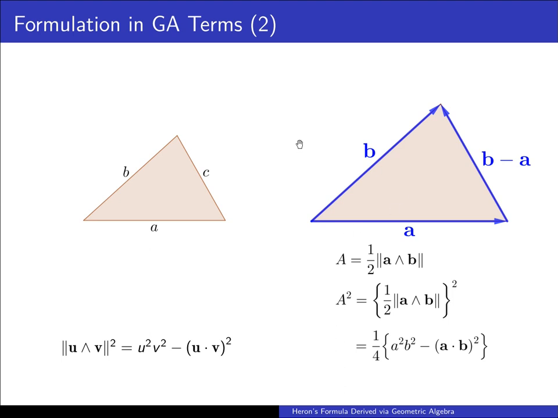So, continuing our formulation in geometric algebra terms, here we have the correspondence between the given triangle and how we will formulate the sides in terms of vectors. Note that instead of calling this side c, we're expressing it as b minus a so that we can use the identities that we saw earlier. So the area is half the norm of the outer product of these two vectors. We'll square that area so that we can use this identity that we saw a moment ago. So squaring that, the right-hand side here, we'll now make use of that identity to obtain this expression.